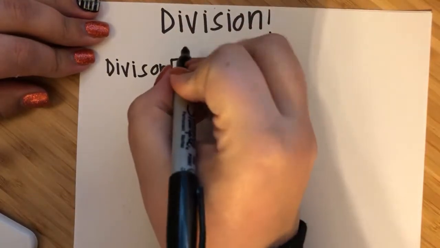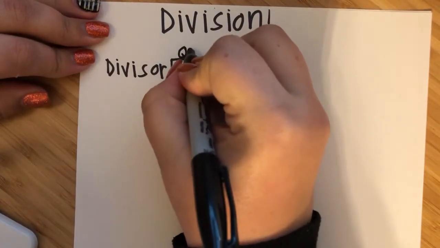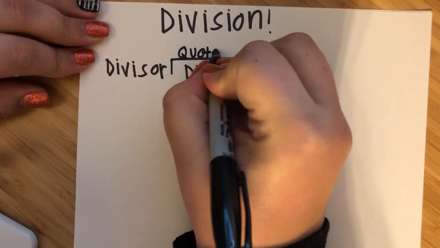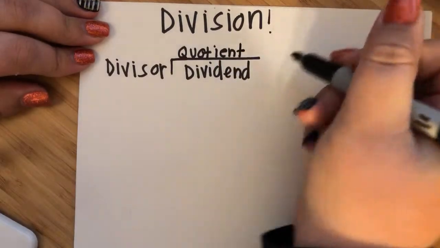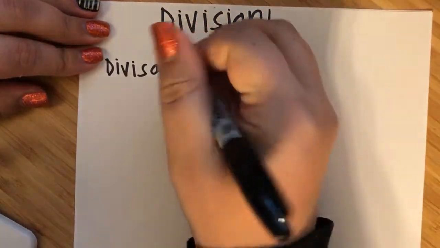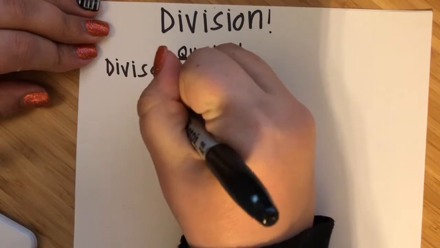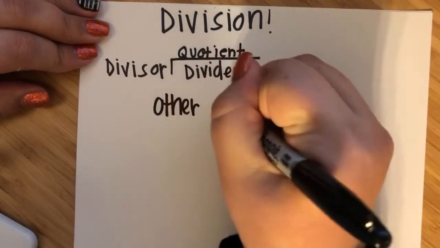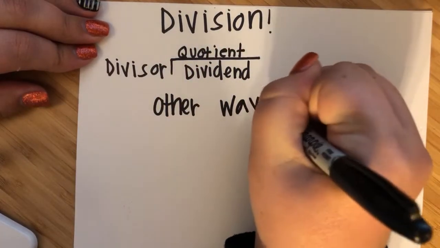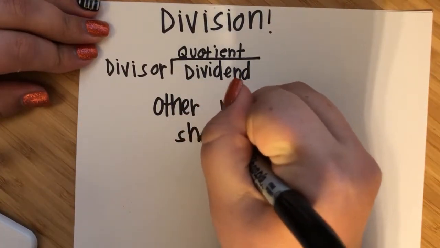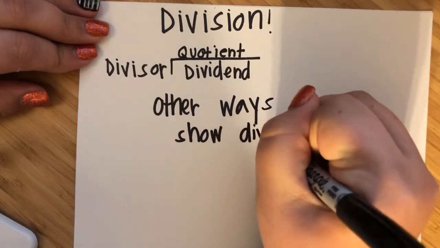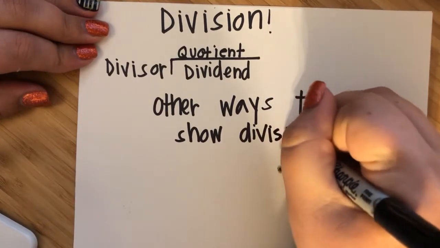So my divisor, I think of as the driver. It's telling me what I want to divide by. So it goes on the outside. The dividend is my main number. My quotient is the answer to a division problem. Now, I may also see the word remainder. Okay, I didn't label it on here because it's not always a guarantee. And we talk about decimals in 6th grade.